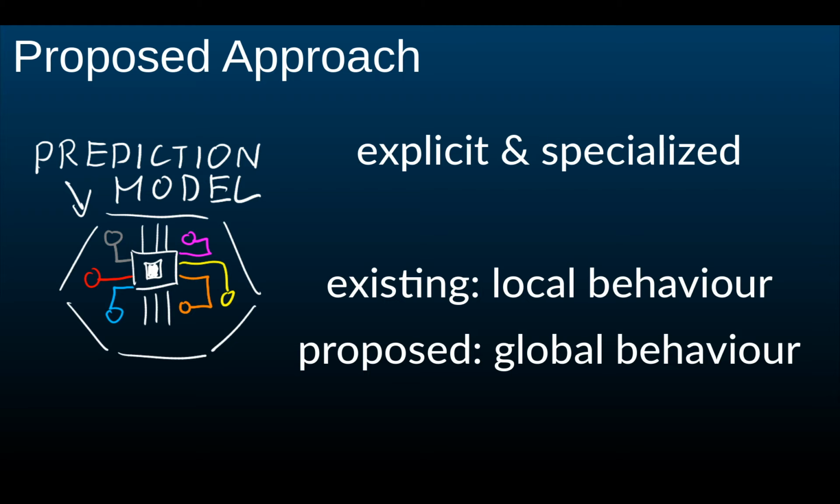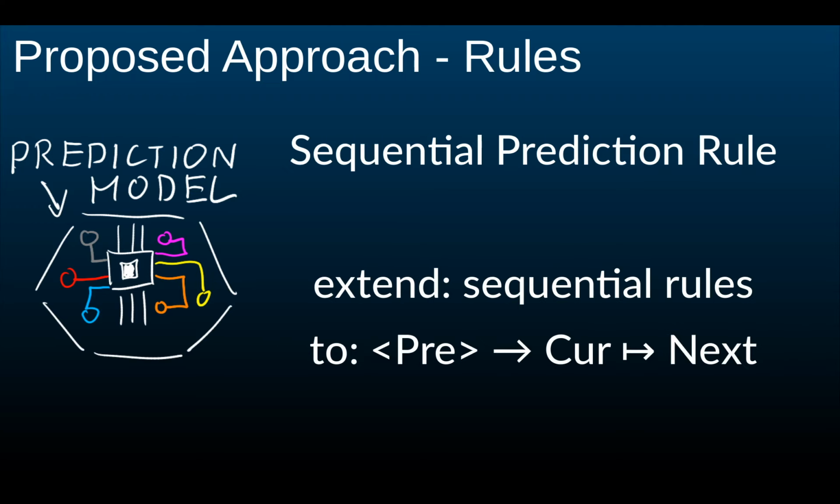Hereby, the local approach becomes a fallback, which is applied when the global one is not applicable, as none of the mined behavior patterns are currently relevant. To build the global prediction model, the paper proposes a novel rule-based prediction approach. It extends existing sequential rules into so-called sequential prediction rules.